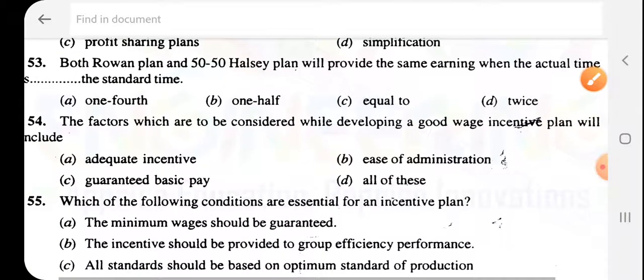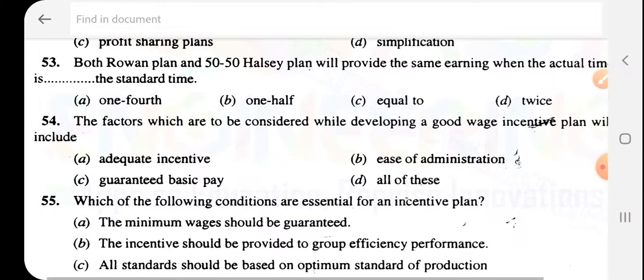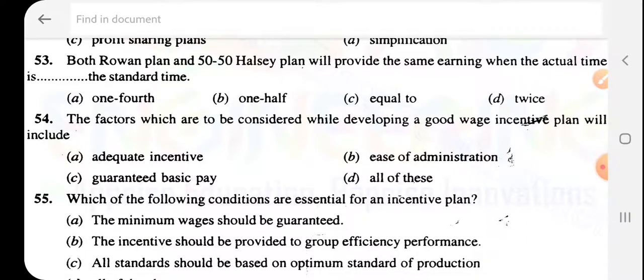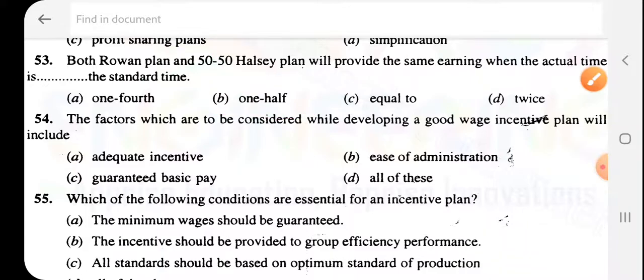Okay, both Rowan plan and 50-50 Halsey plan will provide the same earning when the actual time is dash the standard time. So actual time is dash the standard time, that is 1/2, important. So 50-50 means 50%, means half, 1/2, you remember like that.